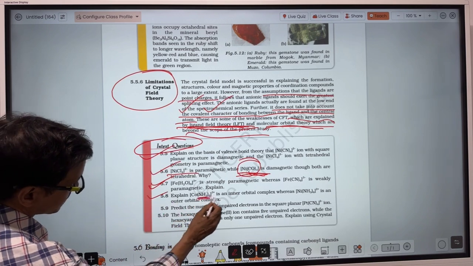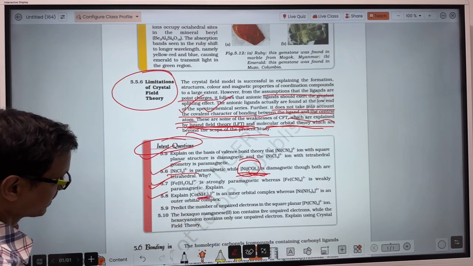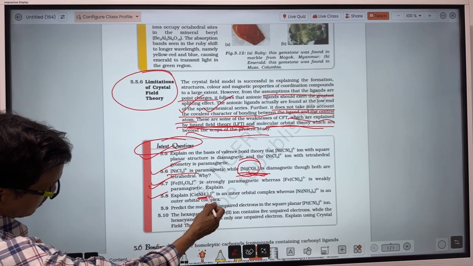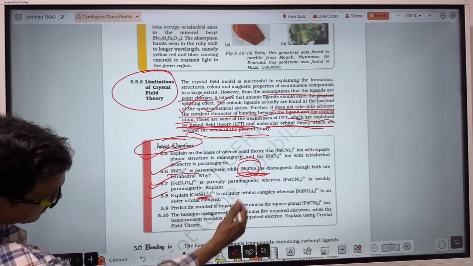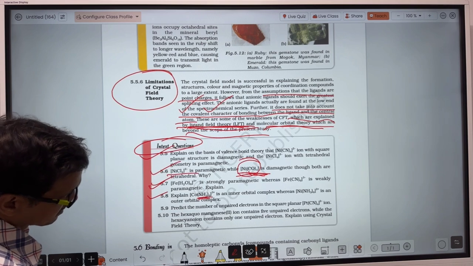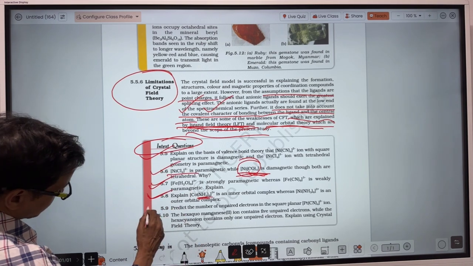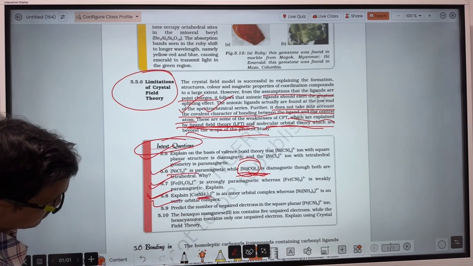Why is it an inner orbital complex here? Because ammonia is a strong field ligand here. So here the inner d orbital will participate in the hybridization, while there the outer orbital will participate in the hybridization. About that you will have to explain. About this one, very easy, you can do.